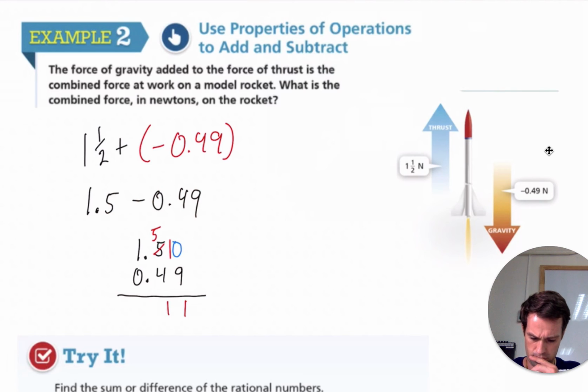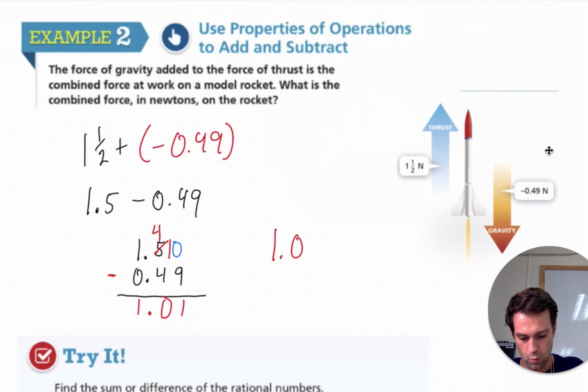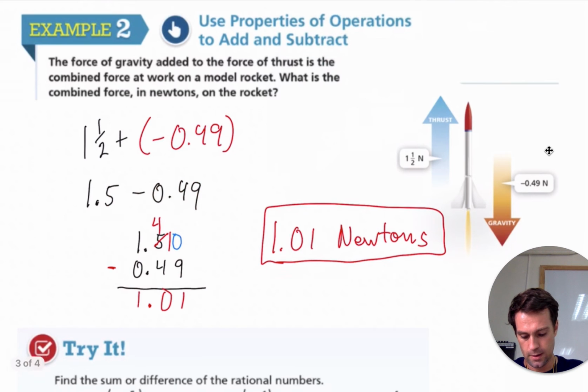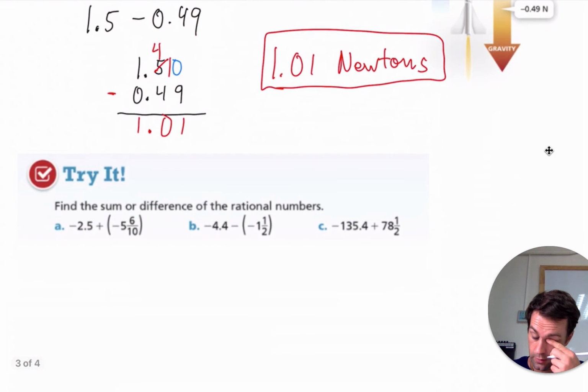And hold up, something's not right here. What's going on? Oh, yeah, this is right, but 5, we're crossing the 5 out. That is 4. And then we bring the 1 over. 10 minus 9 is 1. 4 minus 4 is 0. And 1 minus 0 is 1. We bring our decimal down. So it is 1.01 newtons. All right? Go ahead and try these on your own.